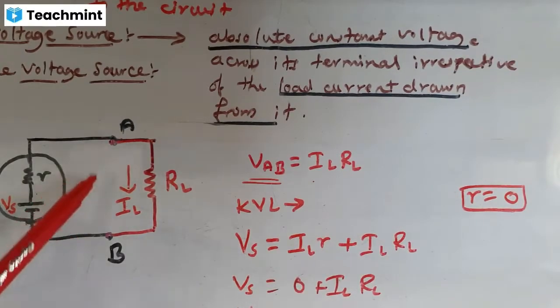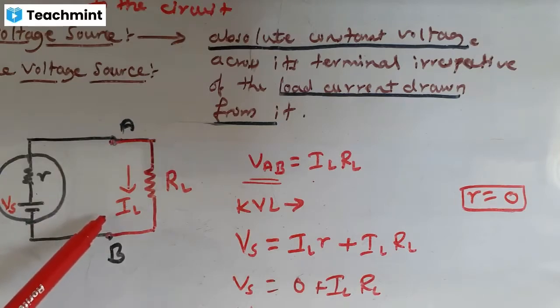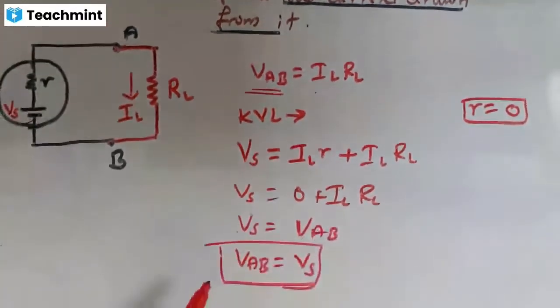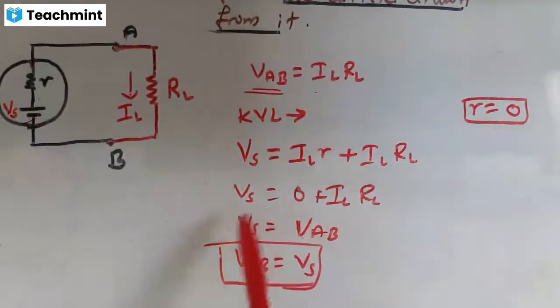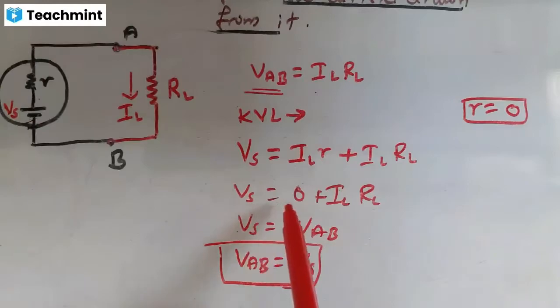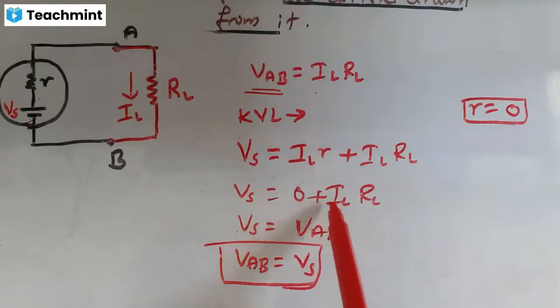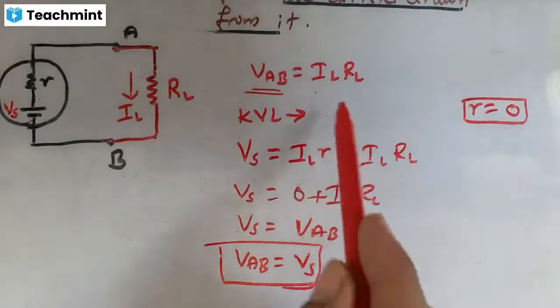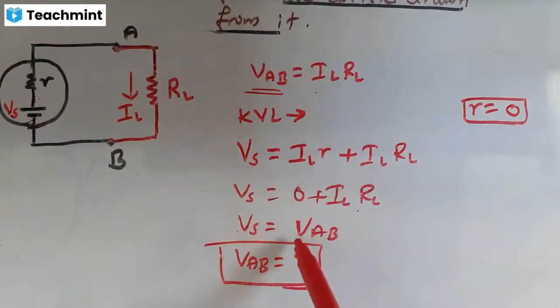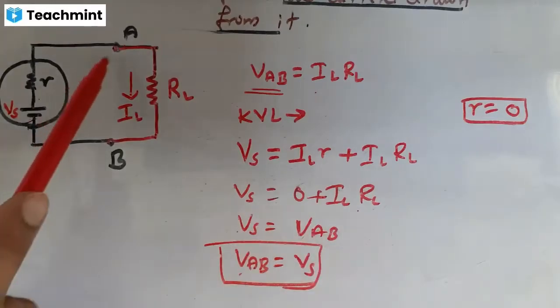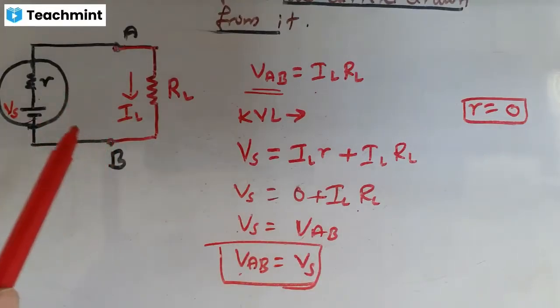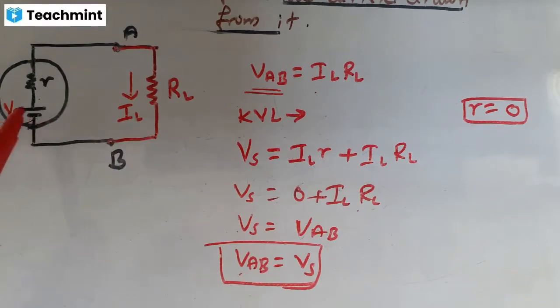Whatever you are measuring here, VAB, it is irrespective of IL. Whatever original value of Vs is there, that only you will get across this VAB. Okay, so just put the value here. Vs equals to what? Here I put 0, so it will become 0 here, plus IL into RL as it is. What is IL into RL? This is VAB. So you can write VAB equals to Vs. So the voltage VAB will be equal to Vs only, irrespective of the current drawn.